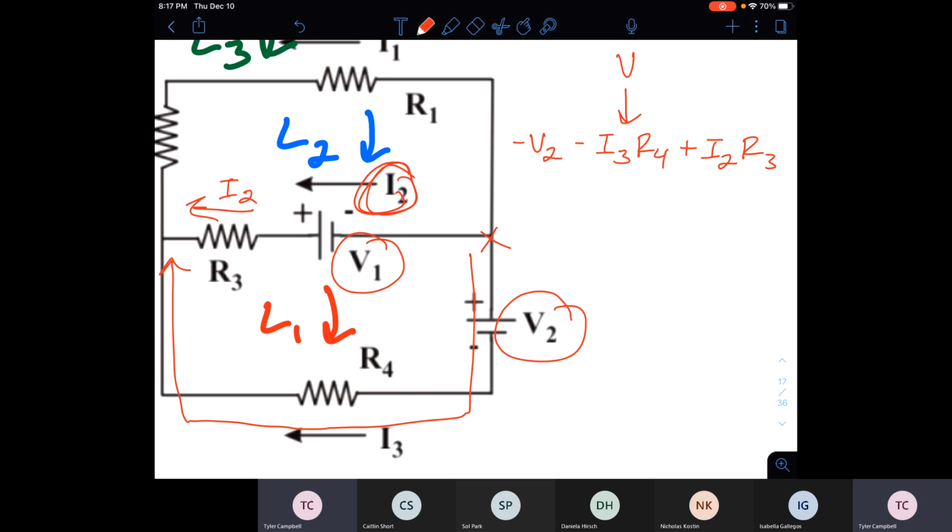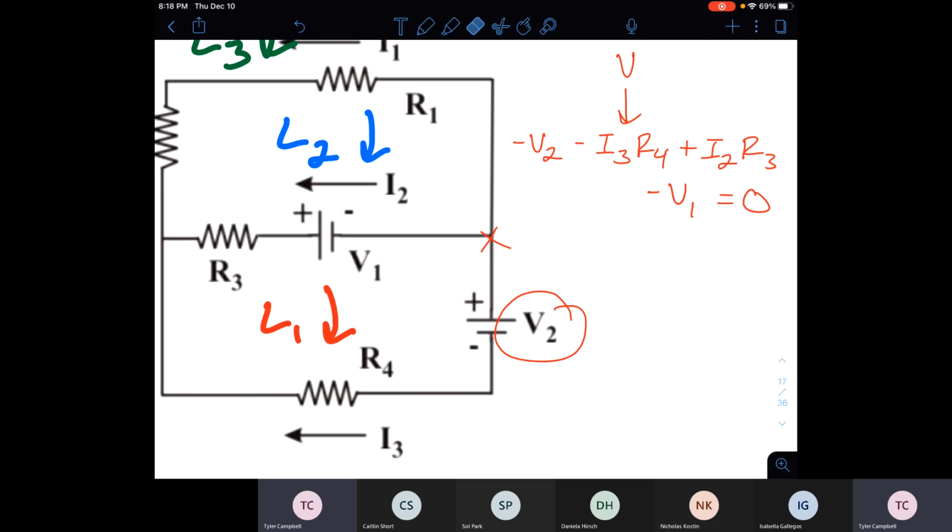And then the last thing I have to worry about is this voltage source right here. Similar to voltage 2, I enter it from the positive side and leave through the negative side, meaning that I lost voltage there. Meaning I would have to subtract off V1, and that would be equal to 0 by Kirchhoff's voltage law. So that's my loop 1. That would be a valid loop equation for loop 1. Important thing to remember about these equations, like I said, it doesn't matter which way you have your convention.